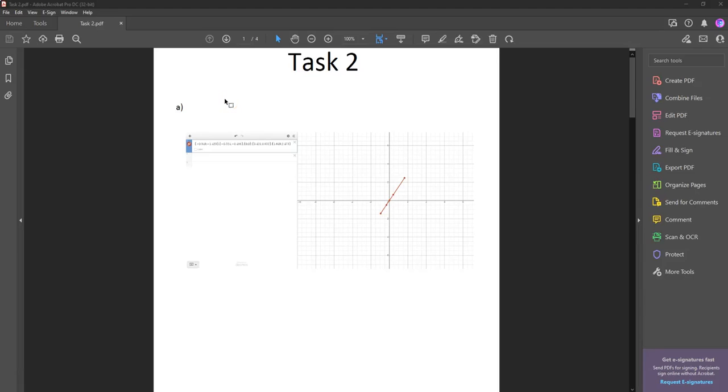So here's my video for the course project in which I will be covering task 2. So this graph here shows the natural logarithm of the original points being plotted, and it's clear that they all sit on a line.